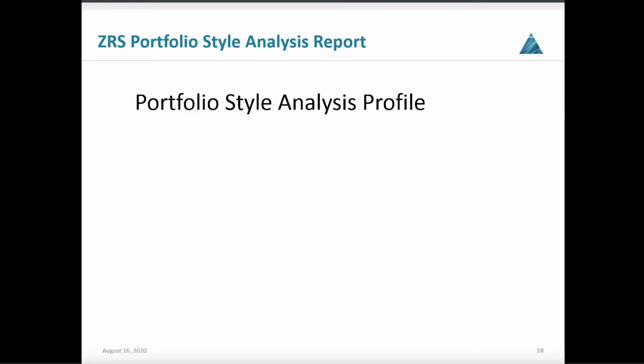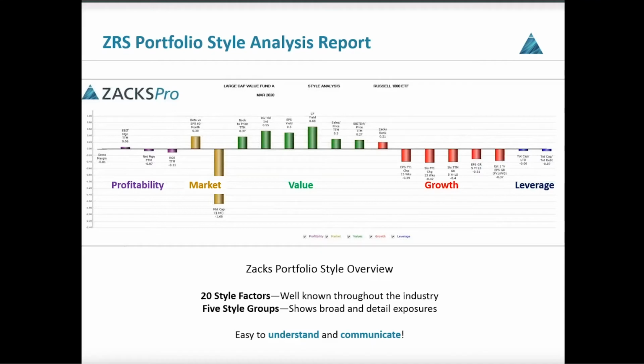Now, if we look at the actual profile report, this is the Zacks style analysis report. We're showing 20 style factors. These are well-known factors throughout the industry, so your audience will always understand what you're talking about. If this factor score is positive above the 0 line, then you know the portfolio has more of that factor. In this case here, if we look at beta versus the S&P, because this is a positive score, you can say that the portfolio has more beta than the benchmark. Think of the 0 line as the benchmark value of the style.